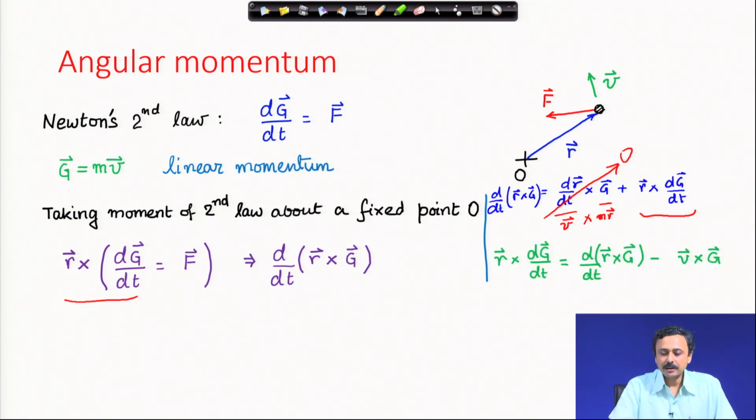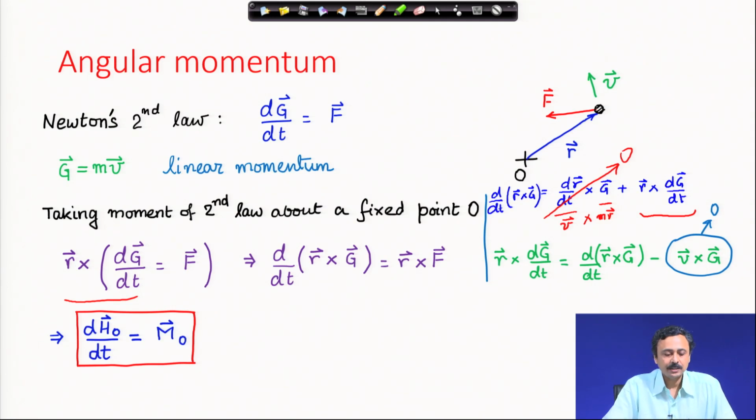Therefore, r cross the rate of change of linear momentum can be written as d/dt of r cross G minus v cross G, and v cross G is 0. Therefore, r cross the rate of change of linear momentum is the rate of change of the moment of the linear momentum. r cross G is the moment of the linear momentum. This is one part of the story, the left hand side. The right hand side is plain r cross F, and you know what r cross F is? r cross F is the moment of the force.